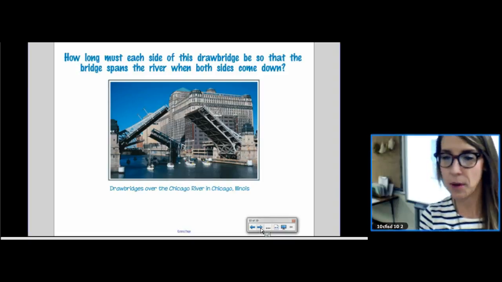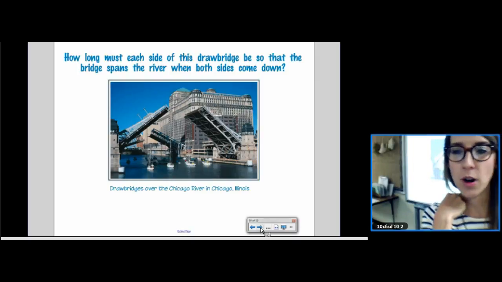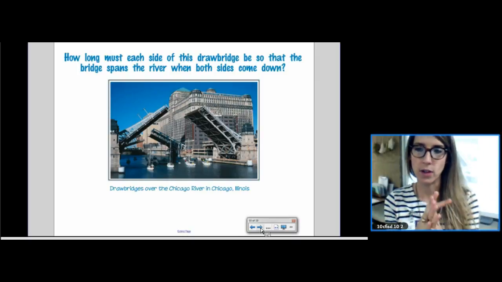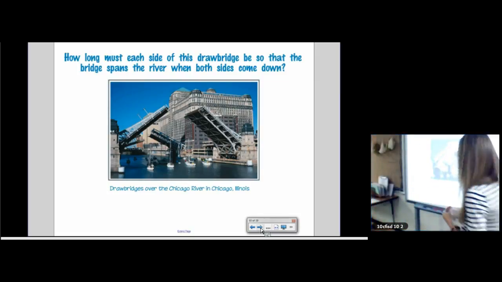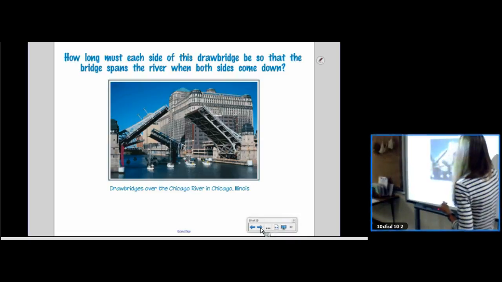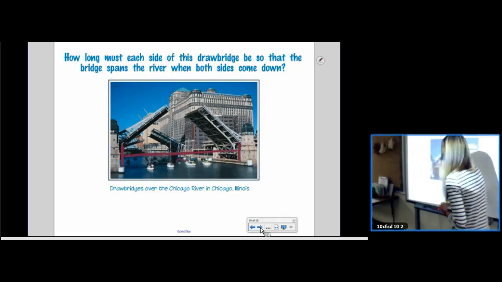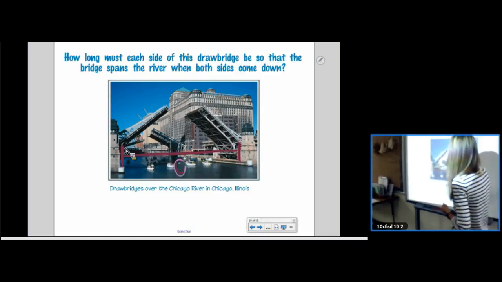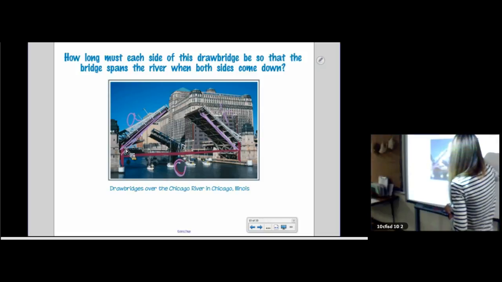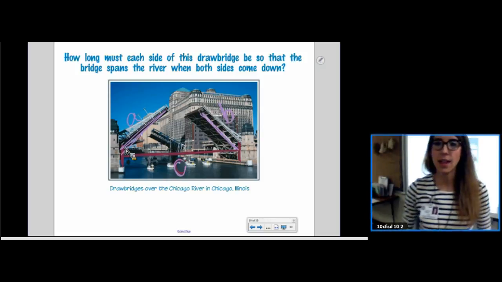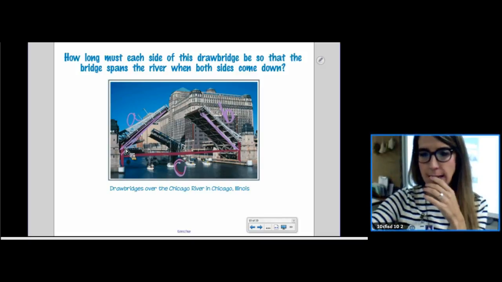Okay, let's take a look at our second real-world problem, and we'll get into our second common sense theorem of the day. So here we have a drawbridge that spans over the Chicago River in Illinois. How a drawbridge works, obviously, is we take a look at the distance between these two supports. Let's call that side C. If I take a look at the length of C, how should the length of A and B compare to the length of C?